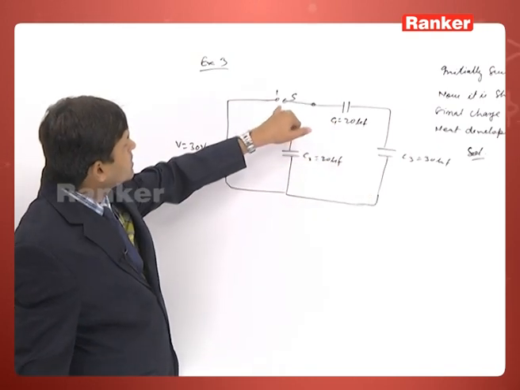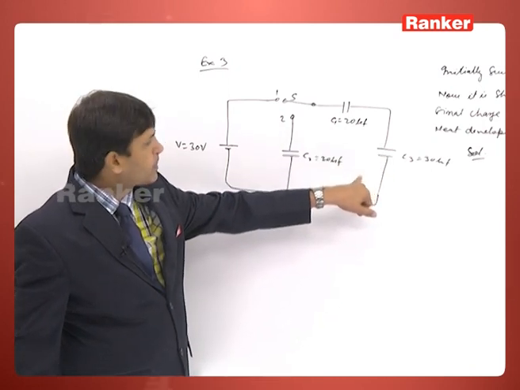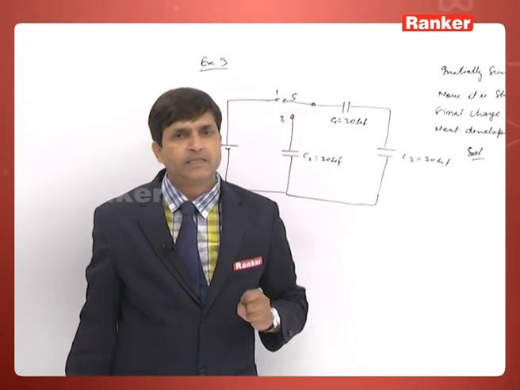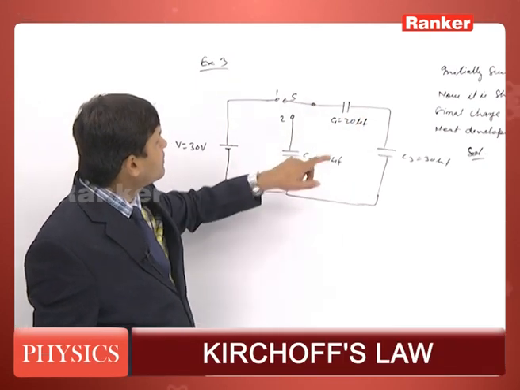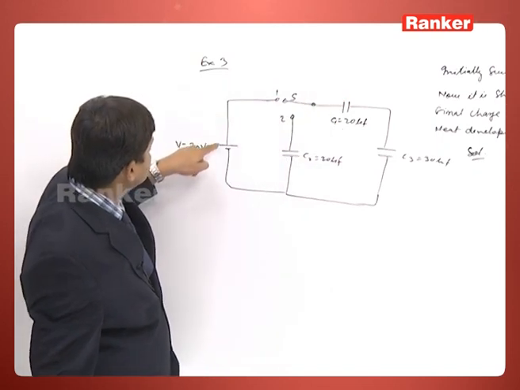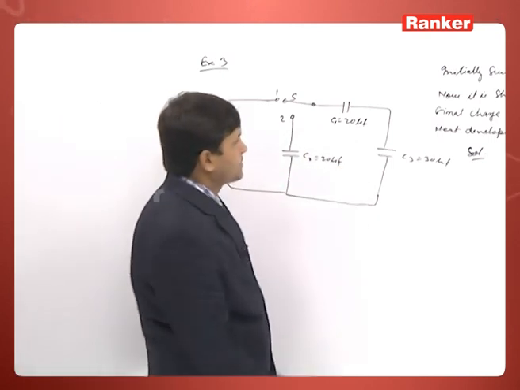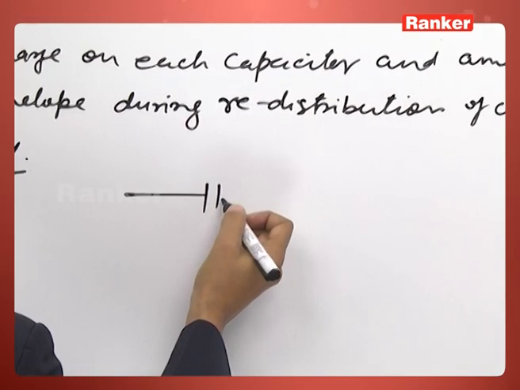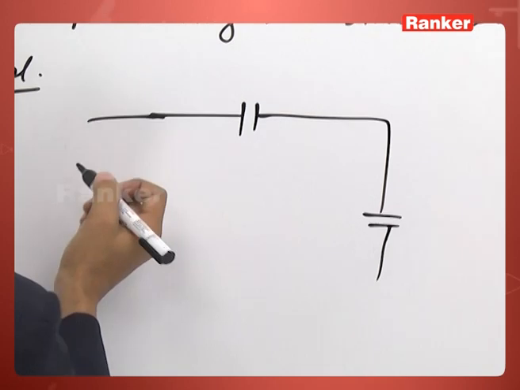So charge will appear on these two capacitors C1 and C3 initially, and for a long time means steady state. Steady state means till the charge flow stops. The charge flow stops when this plate has the potential of this electrode and this plate has the potential of this electrode. So in the first case, when the switch was in position 1, you can have the effective diagram like this. There is no role of the second capacitor C2.